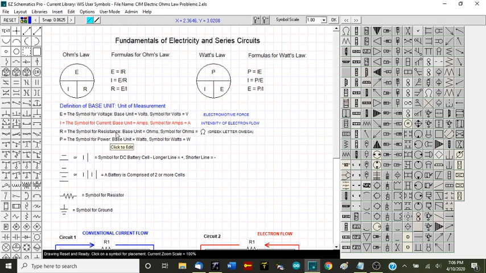Now we come down to resistance. R is the symbol for resistance. And the base unit for resistance is ohms. We measure resistance in ohms. And the symbol for ohms is this strange looking, kind of like an upside down U. And this is the Greek letter omega. That's the symbol we use for ohms. So we measure resistance in ohms.